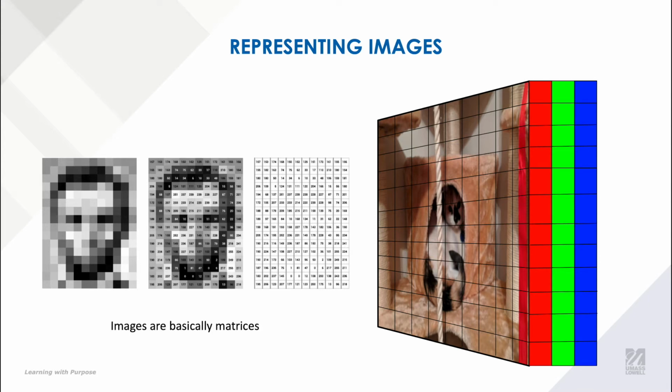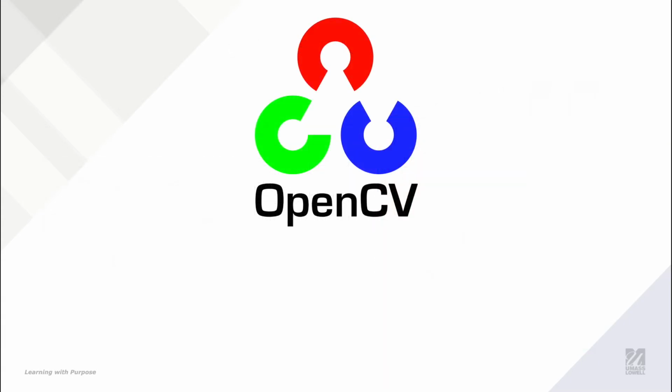So images are basically matrices. We know how to process matrices. You've probably done that in quite a few classes at this point. And it turns out that there are a number of libraries out there that can help us do this. So today we're going to talk about one of those libraries, OpenCV.